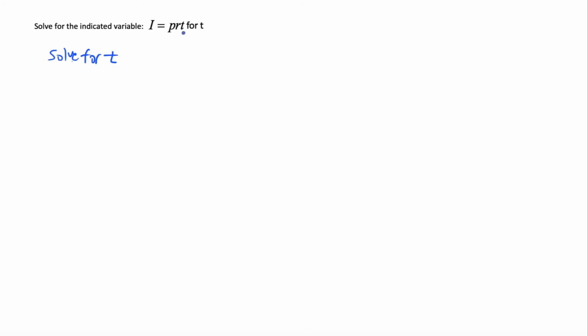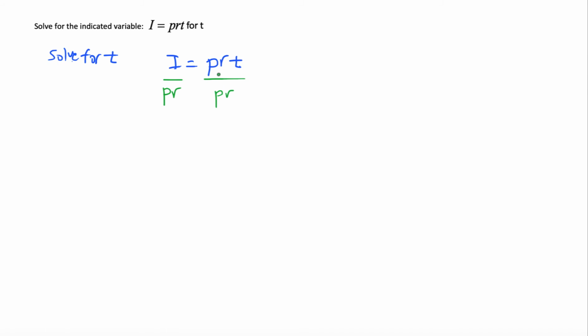So if we want to get T by itself, then what does that mean? It means we have to get everything else on the other side, right? So in this case, this is P times R times T. So in order to get T by itself, what would we have to do in this case? There's actually going to be only one step. In this case, we can divide both sides by PR.